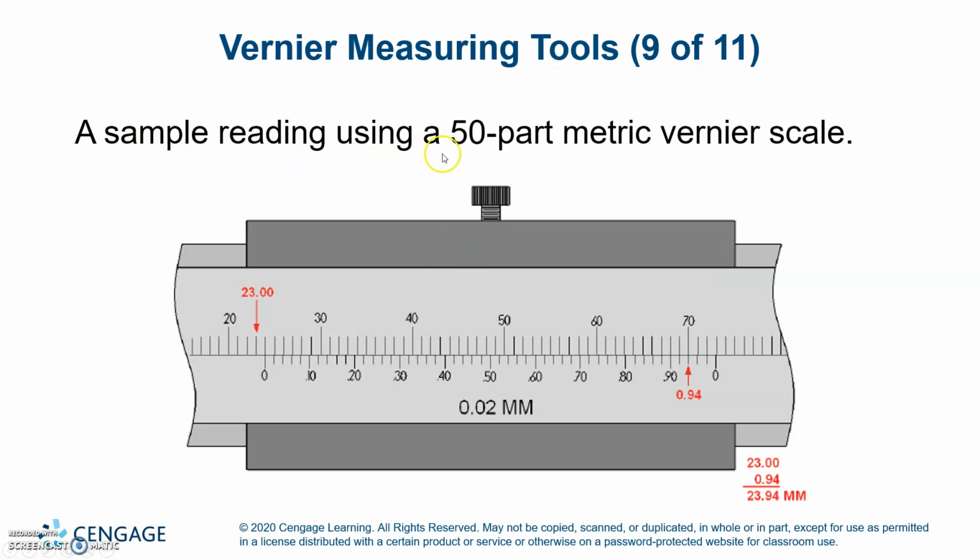A sample reading using a 50 part metric vernier scale. Same thing. So your 0 is after your 23. It lines up with a 94. So 23.94.